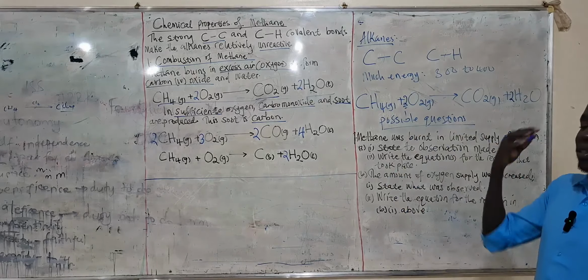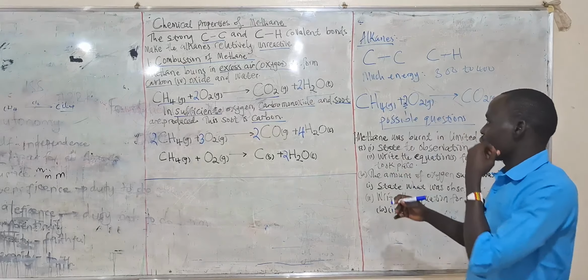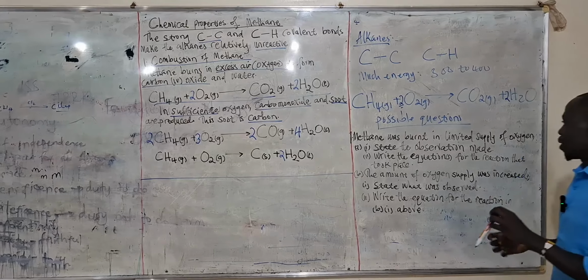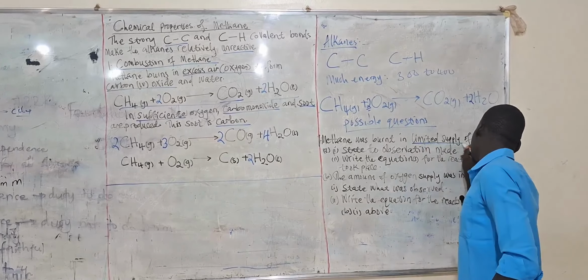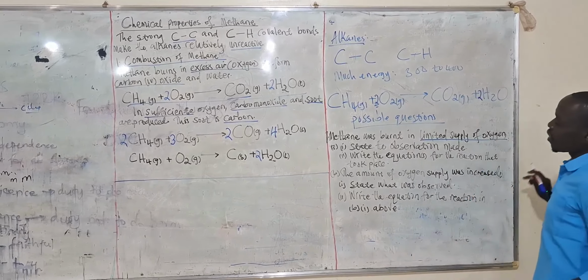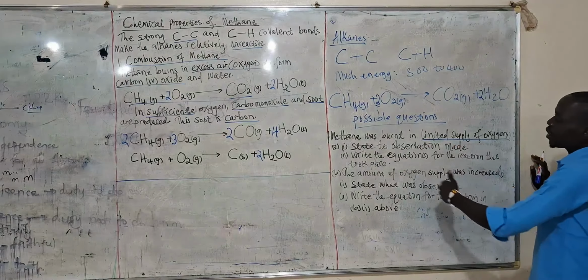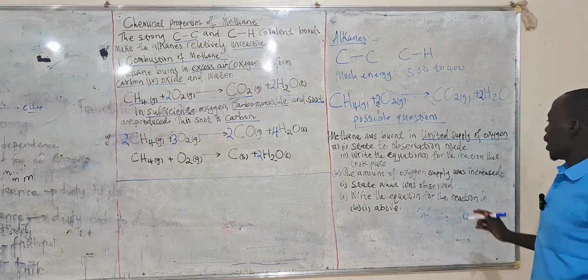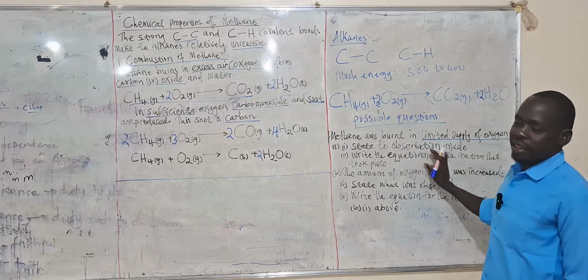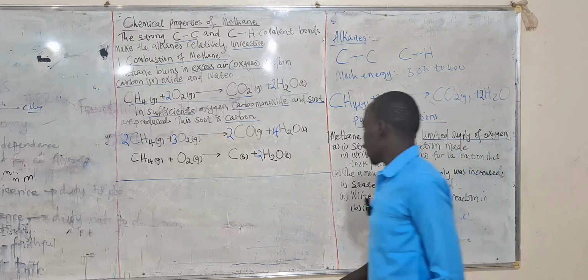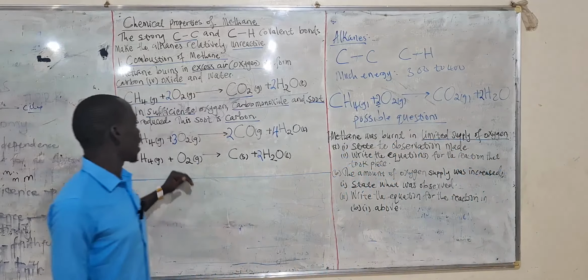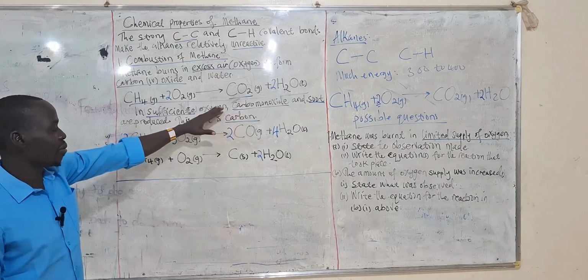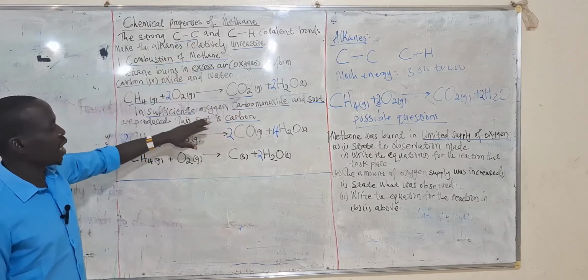So that means you need to know the theory behind when we burned methane in limited supply of oxygen. So what you are going to mark when you're answering this question is limited supply of oxygen. And they are saying state the observation made and the chemical equation for the reaction that took place. So here, write the chemical equation or you can write equations. Because here, if you want to answer this question, you simply come here and say, when you say limited supply, it is the same as insufficient supply of what? Of oxygen. So the observation made here is going to be the soot.